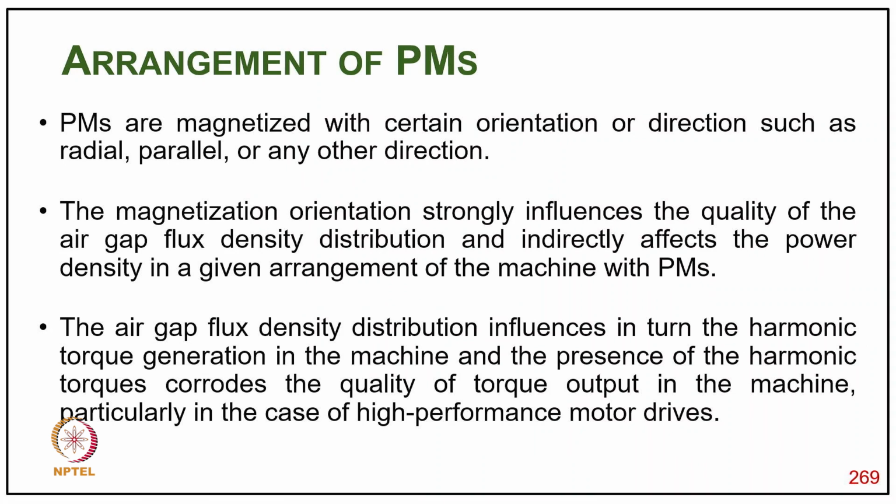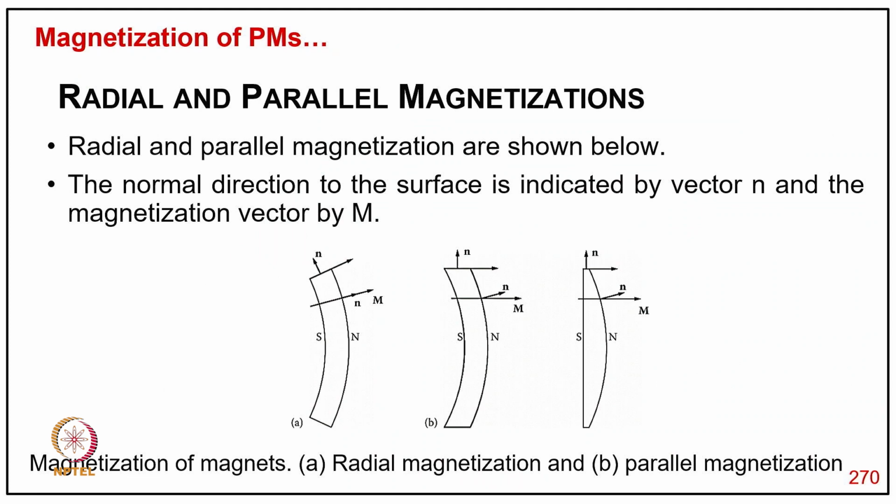Magnets are magnetized with a certain constant orientation or direction, such as radial, parallel or any other direction. Magnetization direction strongly influences the quality of the air gap flux density distribution and indirectly affects the power density of the given machine with PM. The air gap flux density distribution in turn influences harmonic torque generation in the machine, and the presence of harmonic torque corresponds to the quality of torque output, particularly in high performance motor drives.